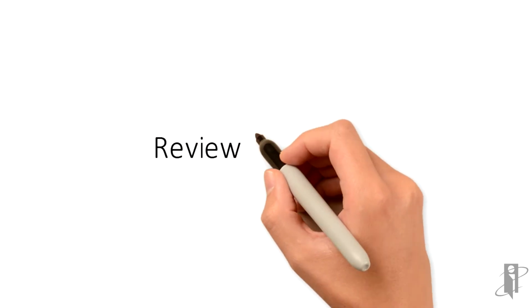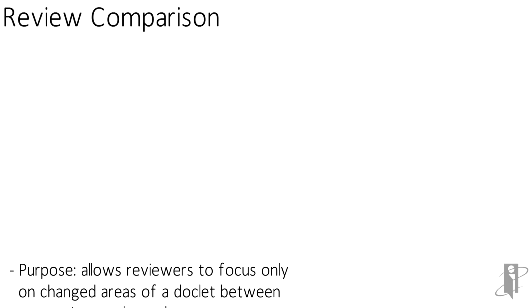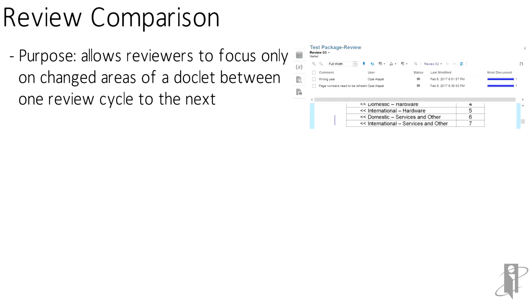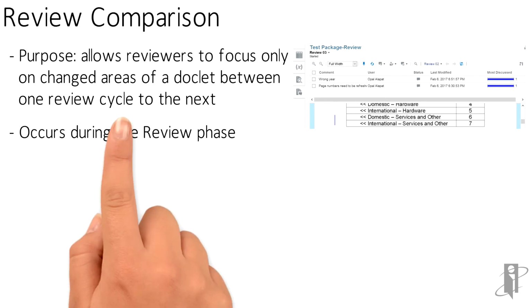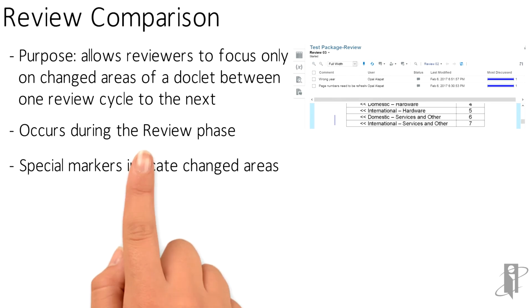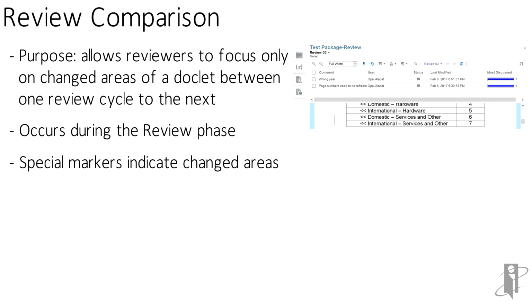An awesome feature that was released in December of 2016 is the Review Comparison feature, and the purpose of this is to allow reviewers to focus only on the changed areas of a doclet between one review cycle to the next. So this will occur during the review phase, and what a reviewer can do is they can turn the feature on, and what will happen is special areas that have changed from the last review cycle to the current one will be highlighted for them.